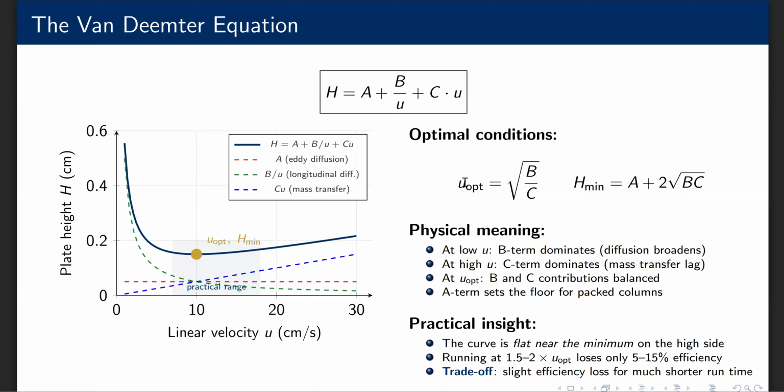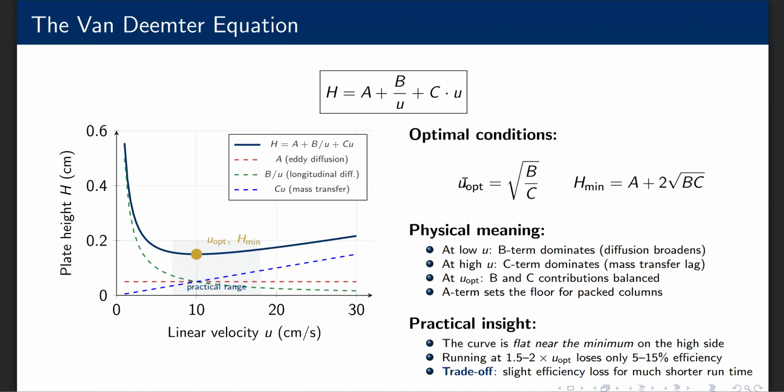There's a clear minimum at U opt, marked with a gold dot. I have shaded the practical operating range in light blue. Notice how the curve is quite flat between about 7 and 18 centimeters per second in this example. This flatness near the minimum is extremely important practically. It means you can operate well above U opt with only a modest loss in efficiency. Chromatographers exploit this routinely. They sacrifice 5 to 15% of plate count to save 30 to 50% of runtime.